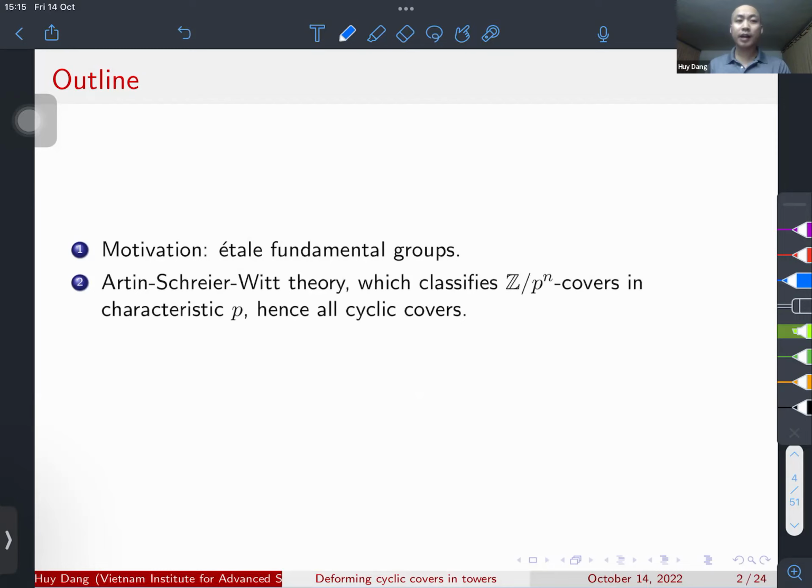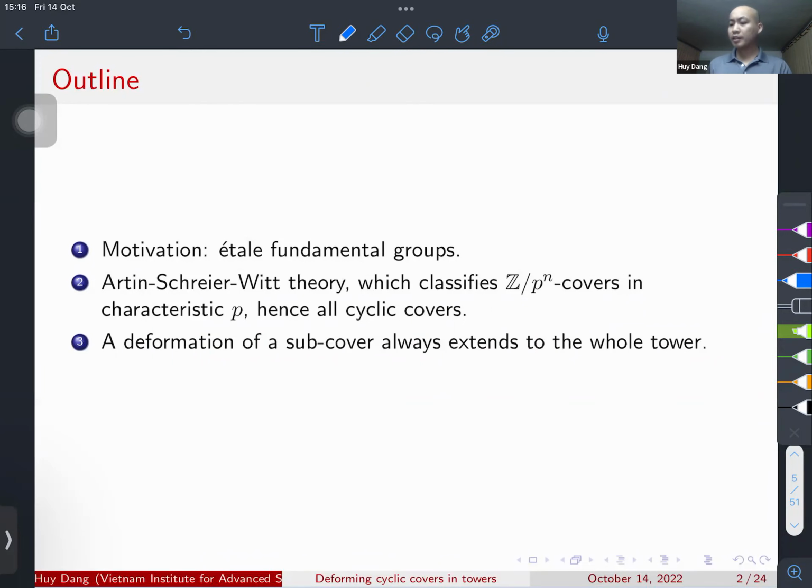And then in the second part, I will introduce something quite classical, the Artin-Schreier-Witt theory, which classifies all the Z/p^n covers of curves in characteristic p, hence the cyclic covers. Because for some reason, understanding these covers in characteristic p is enough for all cyclic coverings.